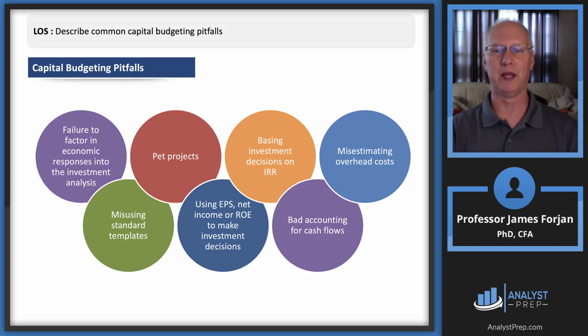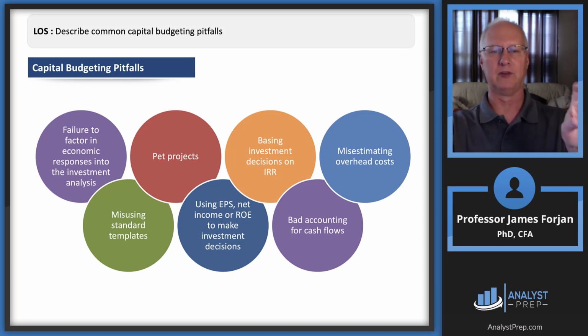Look at the orange one, basing decisions on internal rate of return. Lots of bad things about internal rate of return. The primary one is the simple fact that it assumes that cash flows are reinvested at this much higher internal rate of return, which forces the executives to invest in higher risk projects. Now, of course, the shareholders might want the executives to invest in higher risk projects, but this method forces you to do this.